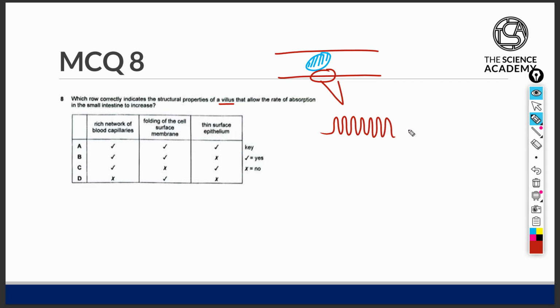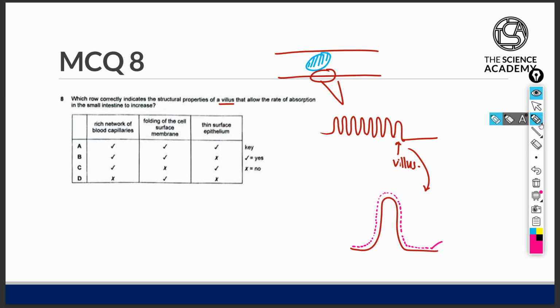we will notice that it has finger-like projections which we call villi. So this is a villus. And if we zoom in onto one villus, we will see that it comprises epithelial cells lined up along the shape of this villus, which I've drawn in pink. And this makes the one cell thick epithelial layer of the small intestine.